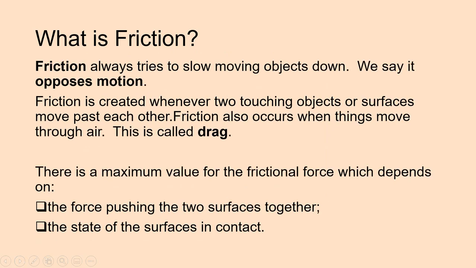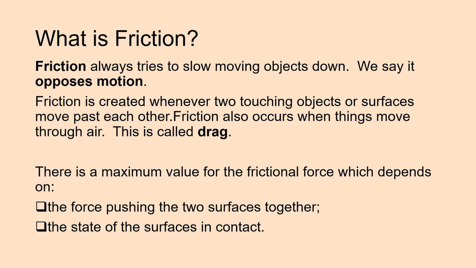Friction always tries to slow moving objects down. We say it opposes motion, so it's opposite to the motion. Friction is created whenever two touching objects or surfaces move past each other. Friction also occurs when things move through air. This is called drag. You may have heard of it as air resistance.